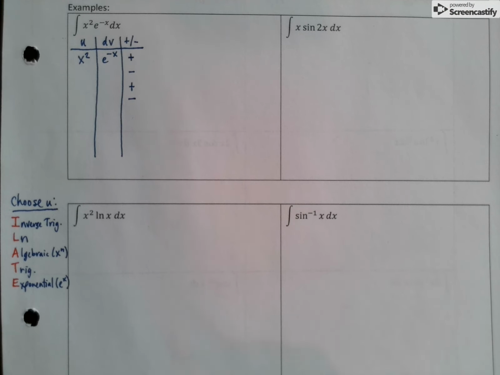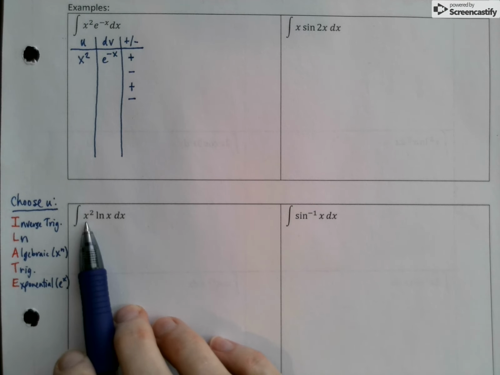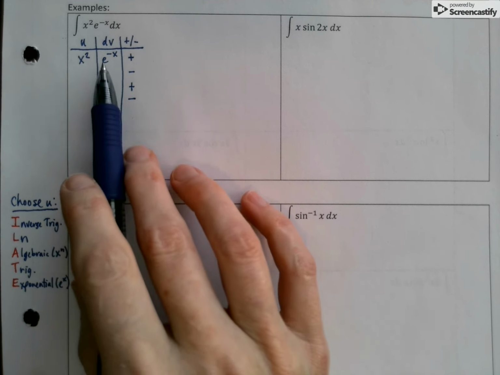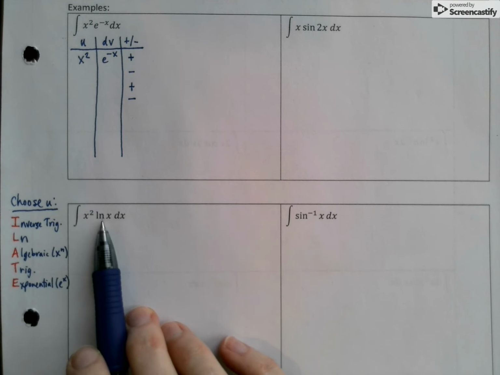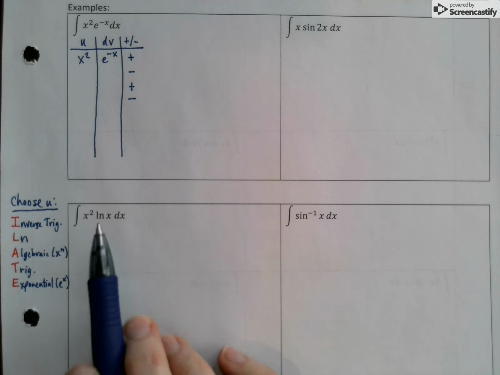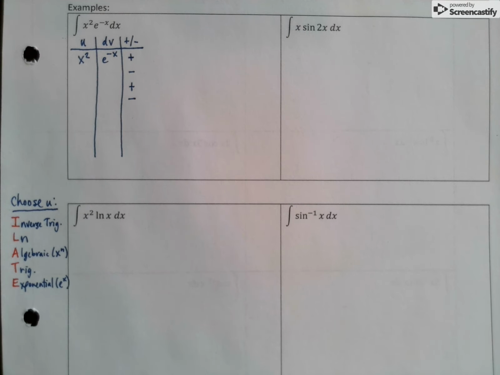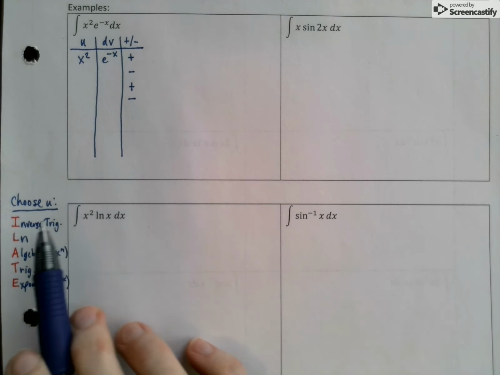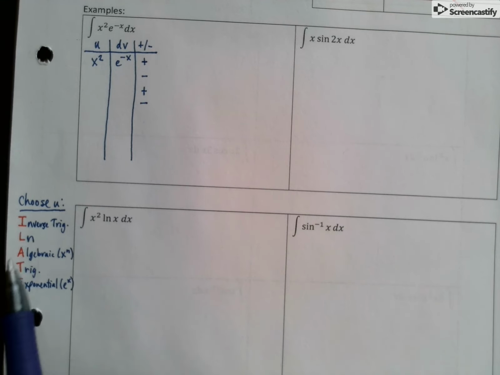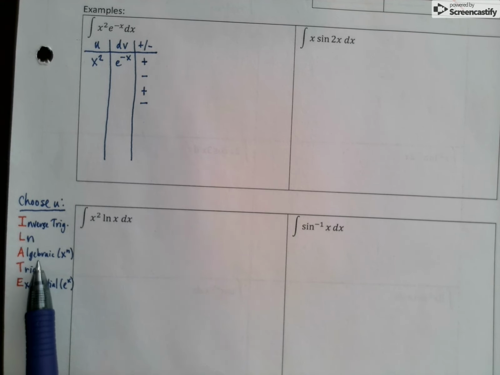In this next example, it looks like we can use tabular since we have an x squared that would derive to 0. But if we try to put natural log of x in our dv column, we don't have an antiderivative for natural log of x. So we need an efficient system for how we choose our u function. So if we have any of these special functions, they are automatically going to be our u function: inverse trig, natural log, algebraic trig, and exponential.